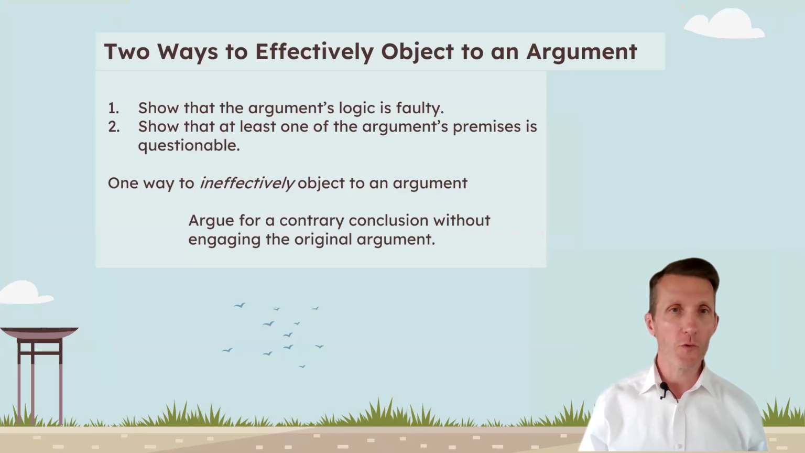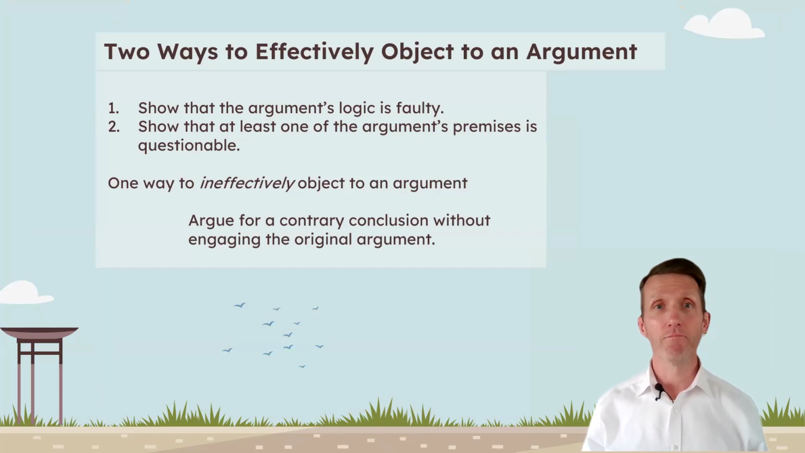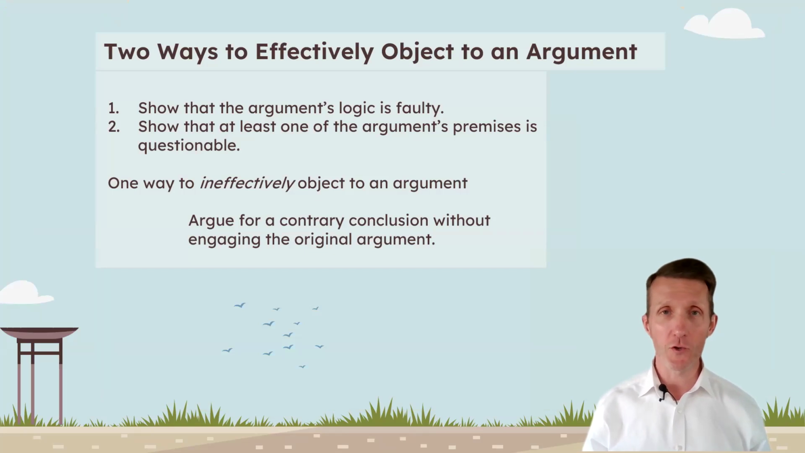Now, Herrick also includes in this chapter two ways to effectively object to an argument. One would be to show that its internal logic is screwed up. Another way would be to call into question the veracity, not the validity, but the veracity, meaning the truth, of the premise, or at least one of the premises. Call into question its truth. A way to ineffectively object to an argument would be to instead argue for a competing conclusion. And Herrick argues that this is a poor way to evaluate or to object to an argument because it does not directly engage the argument.